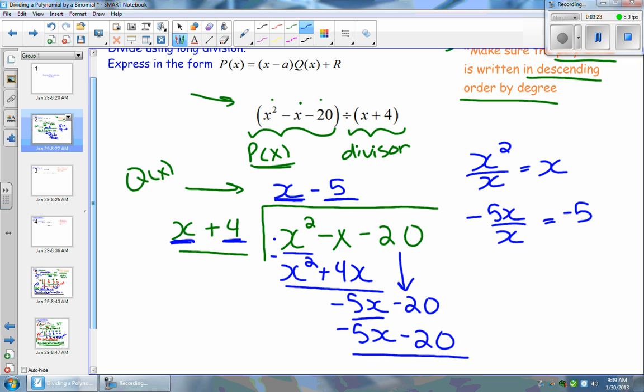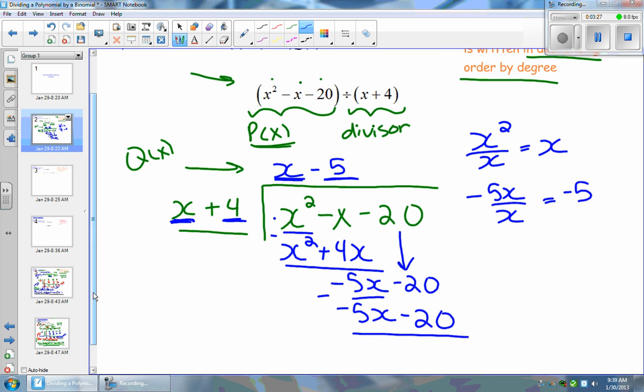Put a bar underneath and let's carry out the subtraction. Negative 5x minus negative 5x gives me a 0. And then negative 20 minus negative 20 also gives me a 0. So this 0 represents my remainder. If I divided this p of x by this divisor, we have a remainder of 0.